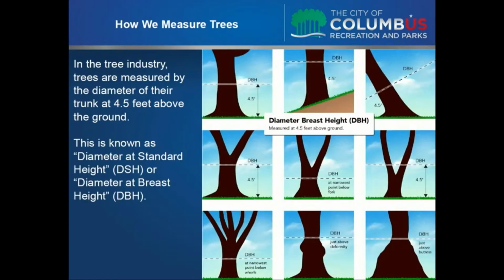Before we get too far into the discussion, I've realized it's important to talk about how we measure trees in the first place. So in the tree industry, we talk about diameter inches. So trees are measured by the diameter of their trunk at 4.5 feet above the ground. Obviously, trees come in all sorts of shapes and sizes, so that visual on the right just shows some different situations. But really, we're talking about diameter. It's either called diameter at standard height or diameter at breast height, which is what it was historically called. So when we talk about tree sizes and tree diameter and tree inches, we're talking about the trunk of the tree.